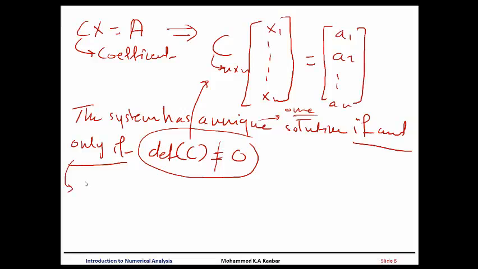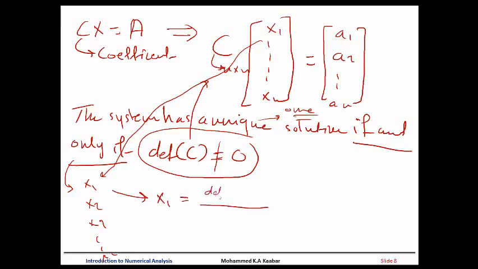Cramer's rule. We use Cramer's rule to find x1, x2, x3 and so on, up to xn. To find x1, it is equal to the determinant of a1, a2, up to an, with the other columns remaining the same, over the determinant of C.